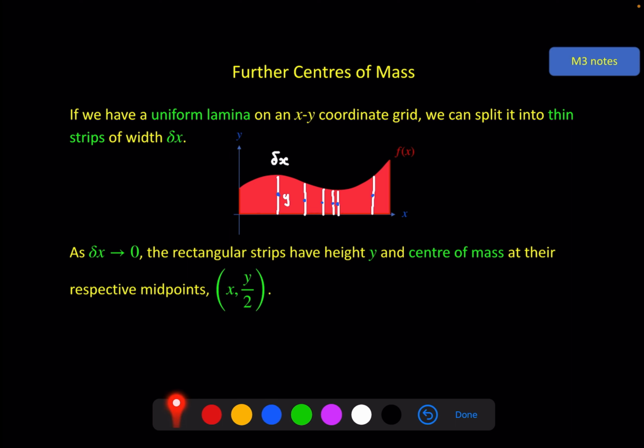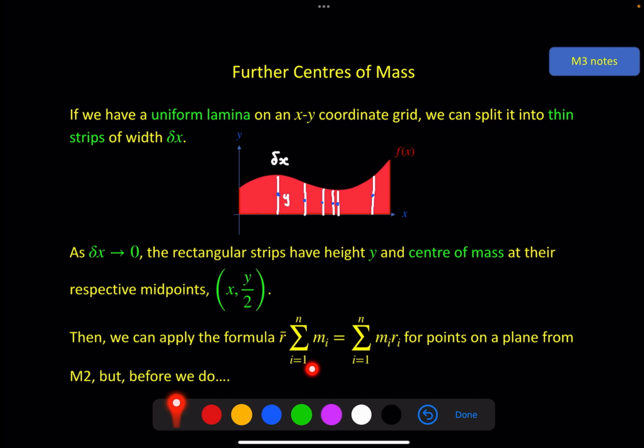And then we just treat the full lamina shape as a summation of lots and lots of these little strips in here, all the way along. We can sum these together, like we did in the starter question, using the formula that we had from M2.